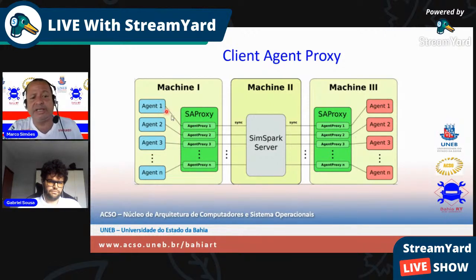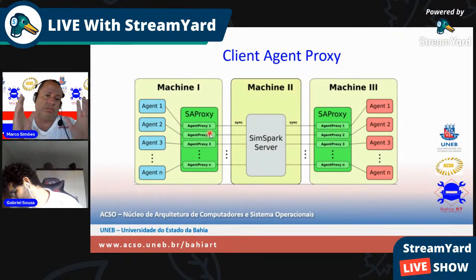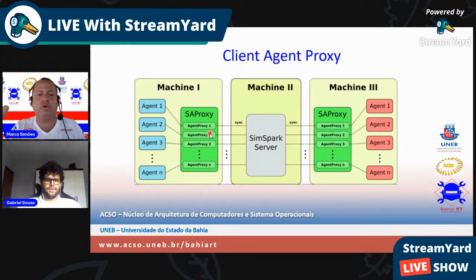What is the main point? If an agent doesn't send a sync command in up to 20 milliseconds, that is the time defined to be one simulation cycle, the proxy sends a sync command and lets the simulator continue working. So the agent, in this case, loses its opportunity to send a complete message, and the proxy doesn't wait anymore and sends a sync command to the simulator, avoiding the simulator freezing. And also, if you have a slow network, the server can wait for the sync messages arriving from all the threads from the client agent proxies to continue the game. So you can run a fair simulation even if you have a slow network.